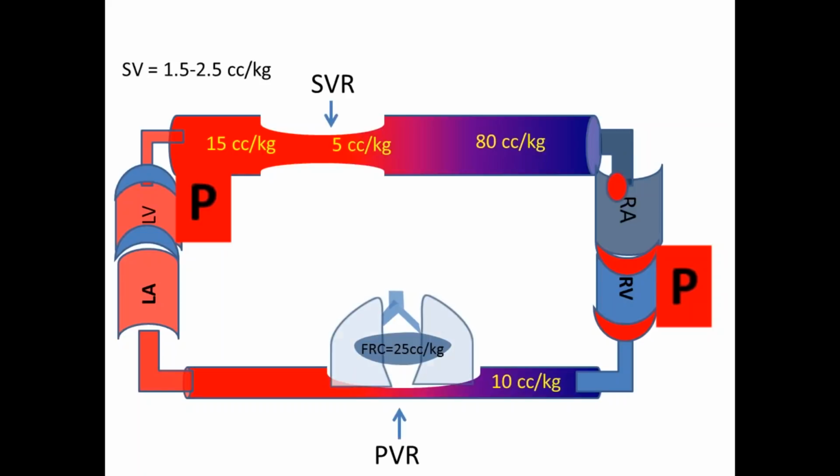So these numbers are very important to remember, and we have a functional residual capacity of around 25 cc per kg at the end of expiration still existing in the lung. If you have a significant increase in the functional residual capacity, then you may have increased pulmonary vascular resistance, which may negatively impact the stroke volume from the right ventricle.